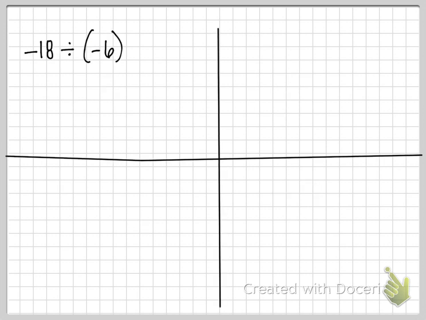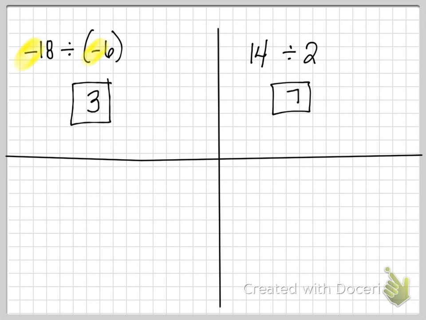Division practice. So the rules of signs apply to division. Now we're dividing. We are dividing 2 numbers that have the same sign. They're both negative, so my answer will be, Miles, positive 3. Okay, here's another one. The signs are the same. They're both positive. My answer will be what, Kennedy? Good. My answer will be positive. 14 divided by 2 is 7.